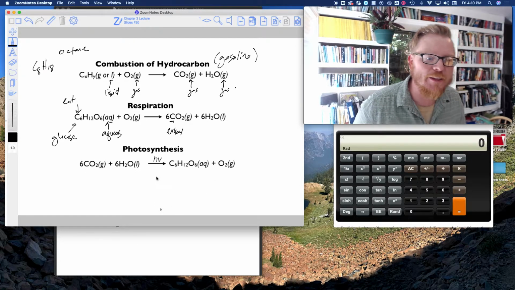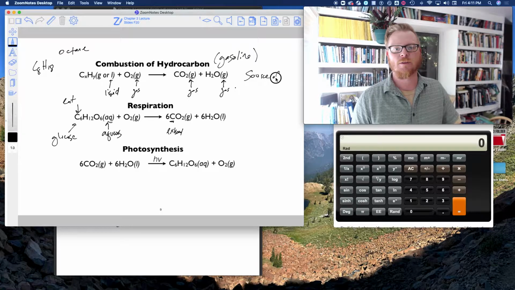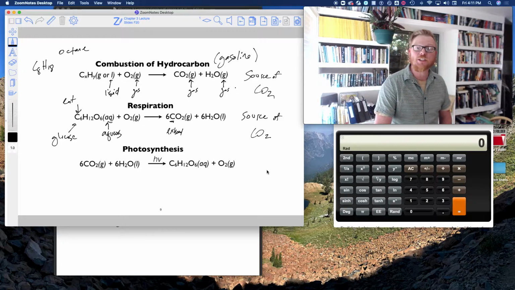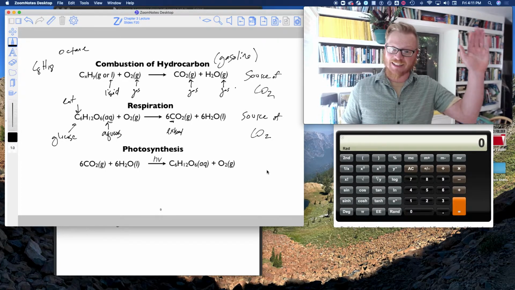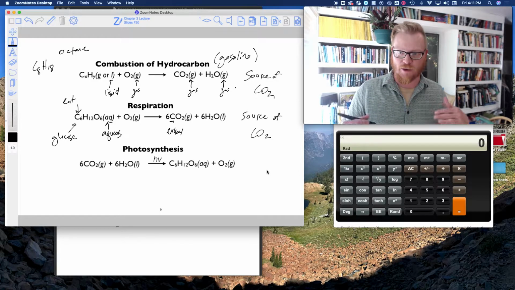And now let's compare that to photosynthesis. It's the reverse of respiration. So what that means is combustion of hydrocarbon is a source of CO2. Respiration is a source of CO2. So there are a lot of creatures out there in the world that are exhaling CO2, and that's a significant source of carbon dioxide in Earth's atmosphere.